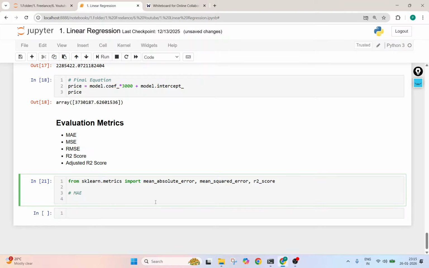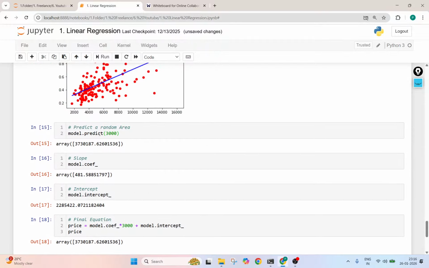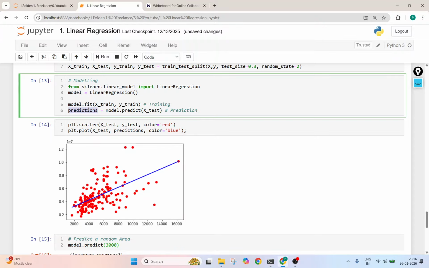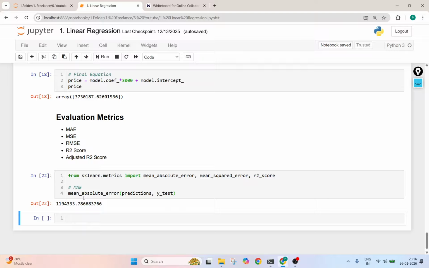So MAE. What I'll do is I'll just copy this mean absolute error of. So error between what? Our predictions and the actual values. What is our prediction? That is stored as predictions, right? These are our predictions. And between predicted value and the actual value, which is the y test. So this is our mean absolute error.